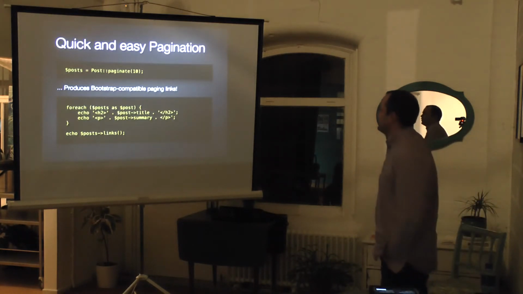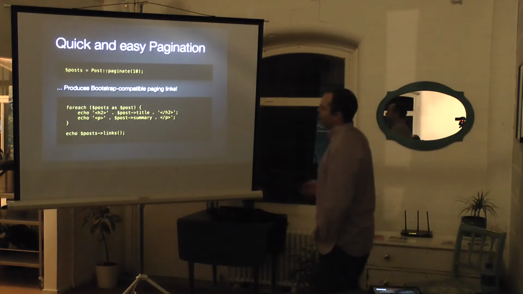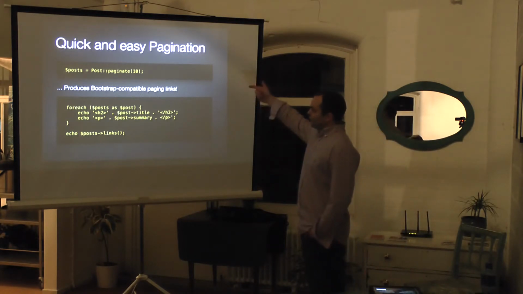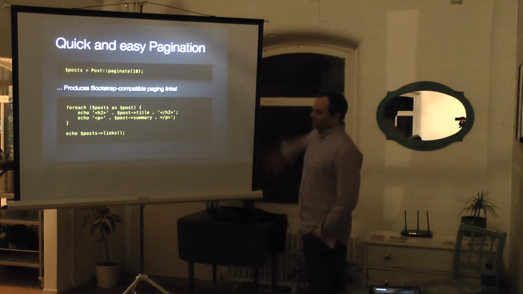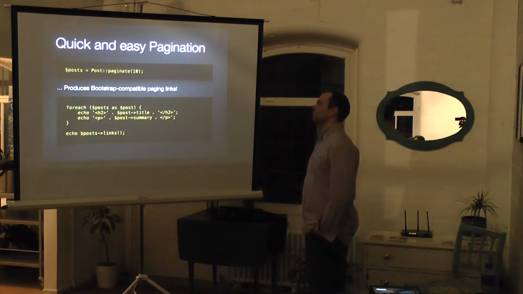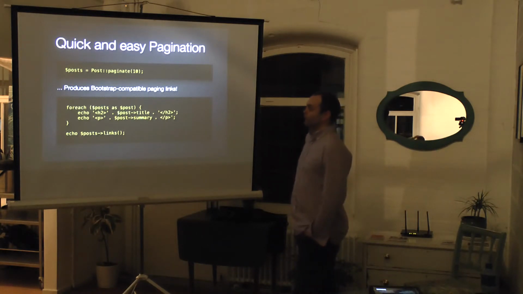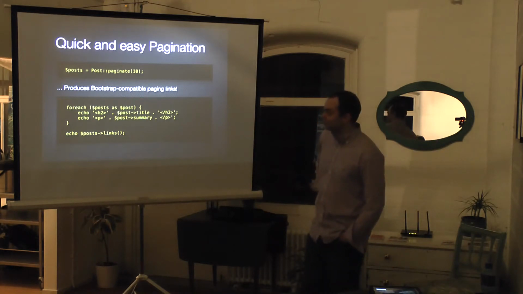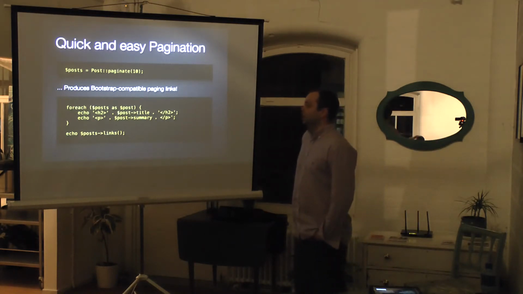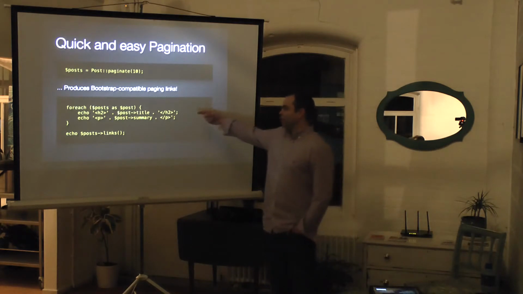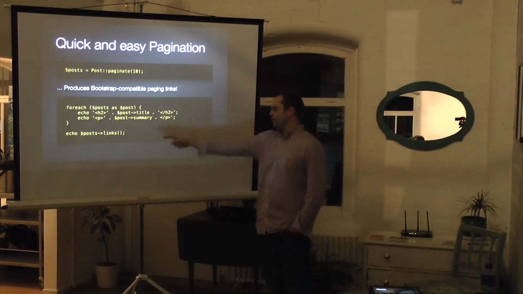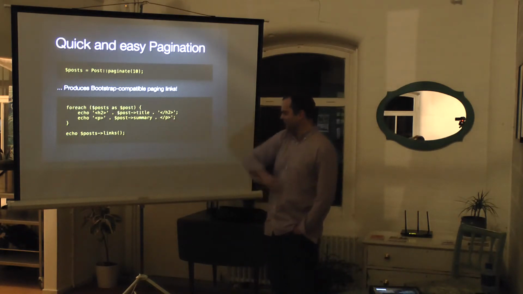Quick and easy pagination. This is the last feature of Eloquent that I want to go into. It says it all really, it's quite straightforward. You can easily paginate a record set that comes back from the database. So we're just saying Post::paginate(10), which means we're fetching 10 posts, and here we're looping through them, and at the end we're doing this, $posts->links(), right?